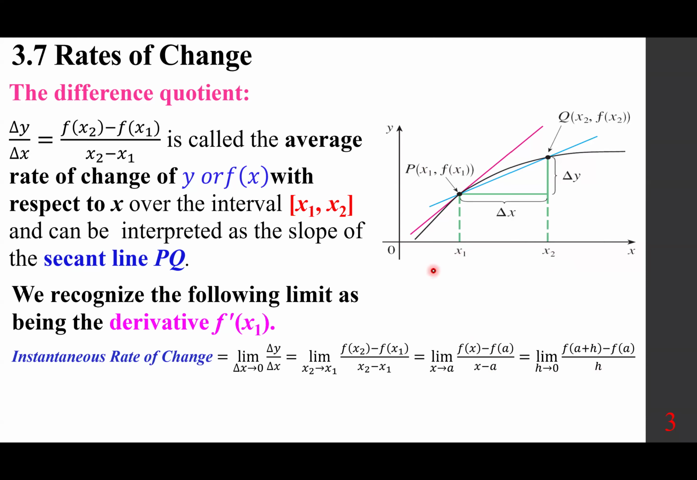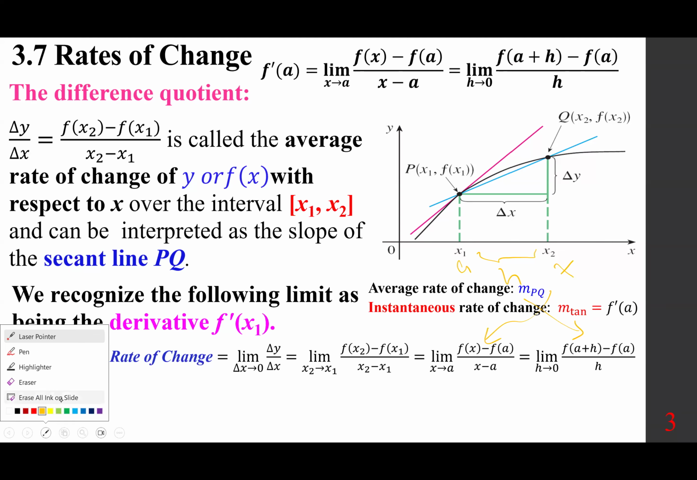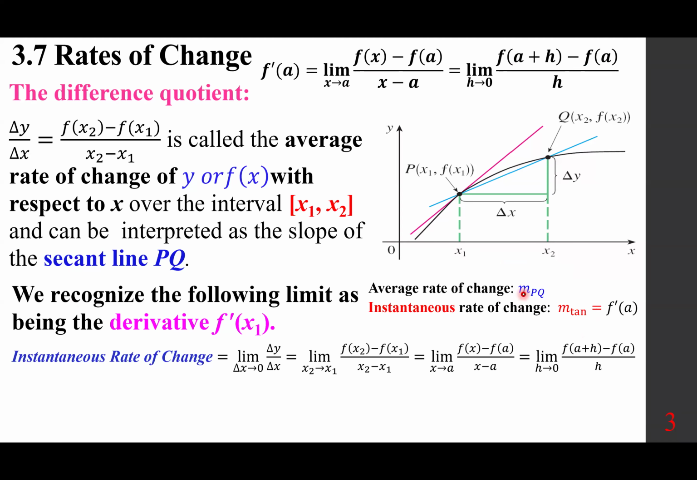So if this is a, let me just write that. So there are different ways of doing that. If this is a, and this is, for example, h, then that's what we get. Or if it's x, we get this one. Okay, so they all mean absolutely the same thing. So f prime at a is limit of f of x minus f of a over x minus a as x approaches a, or limit of f of a plus h minus f of a over h as h approaches 0. Average rate of change, slope of PQ. Instantaneous rate of change, slope of the tangent line. That's all there is to it.